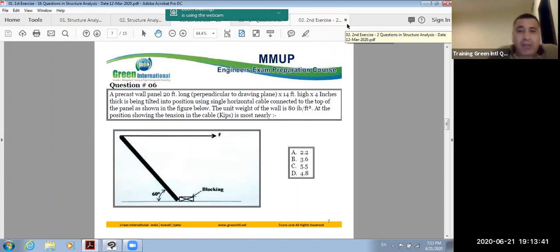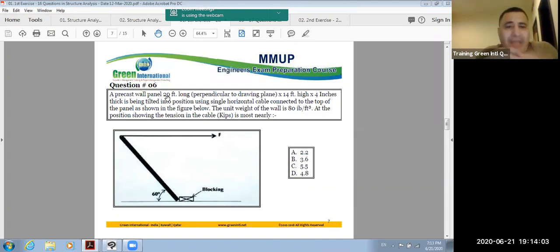Okay. What is the dimension of the panel? I call it a section, and I'm looking from the side view. The dimension of the panel is 20 feet long. What does it mean, 20 feet long? This 20 feet should be perpendicular to my screen now.